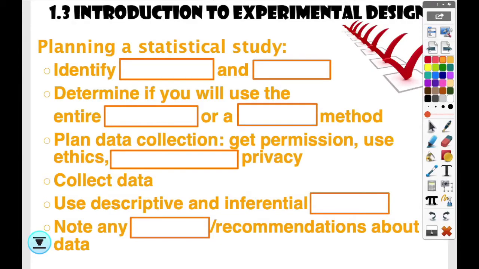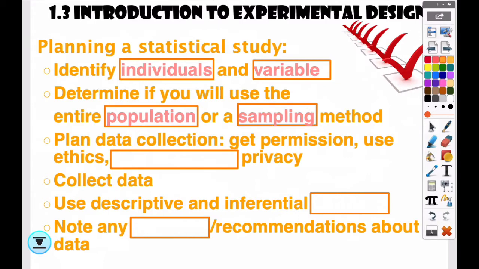Today we're talking about experimental design, and so just planning a statistical study, the first thing you'd want to do is identify your individuals and your variable, who you want to study and what you want to study. Decide if you can study all of the individuals, the entire population, or if you'll need to use a sampling method. You'll want to plan how you're going to collect your data.